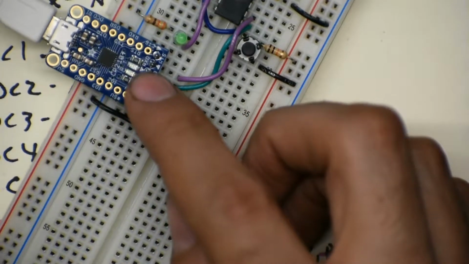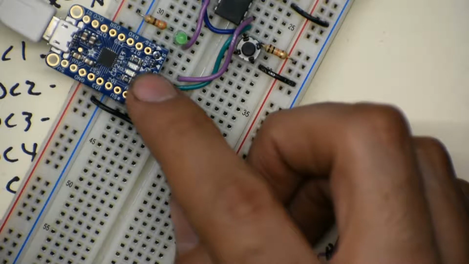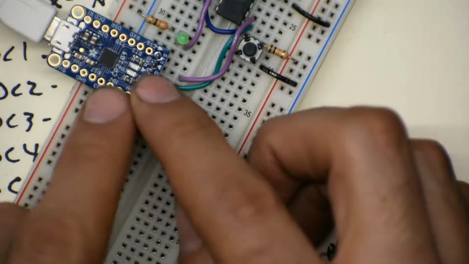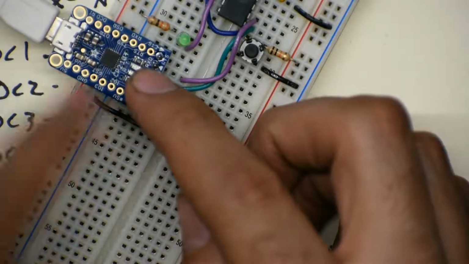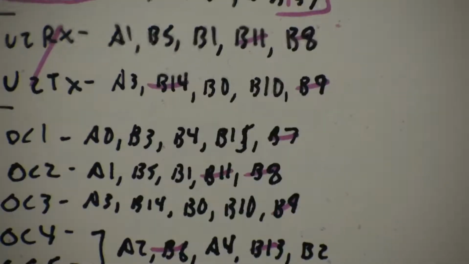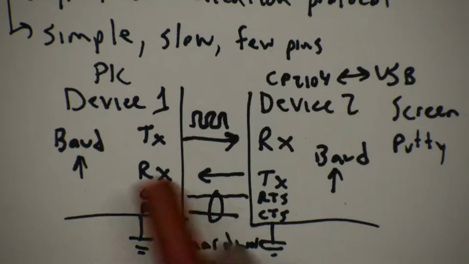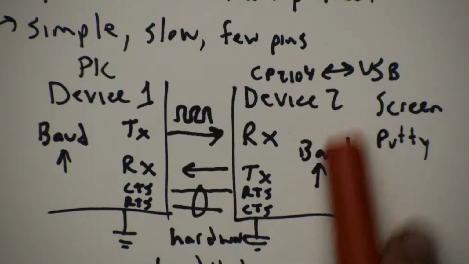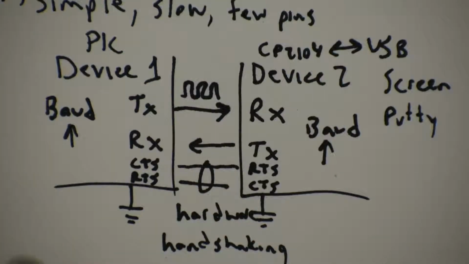And now if I go into Putty and I type something, every letter that I send from the computer to the PIC will be received here, and then we get a blink to show that there's data coming in from the computer. So we've got the PIC talking to the USB to UART converter using the TX and RX pins. What would that look like if we scoped it?